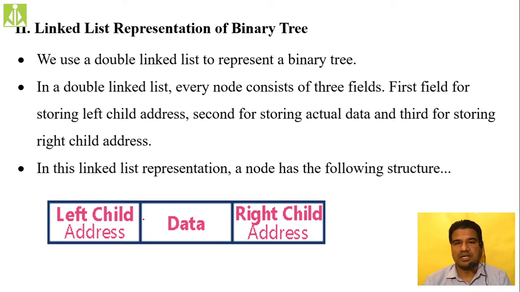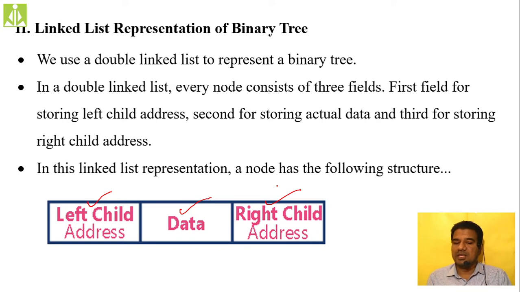So what are those? The data part, as usual, like your doubly linked list, the left child address and right child address. You can see the node representation over here. In the middle, we are having the data, and on the left side, we are maintaining the left child address, and on the right side, we are maintaining the right child address. So we use a doubly linked list to represent a binary tree. In a doubly linked list, every node consists of three fields.